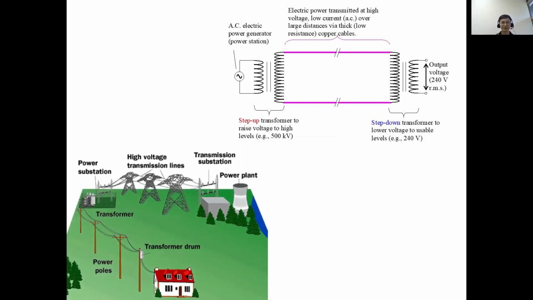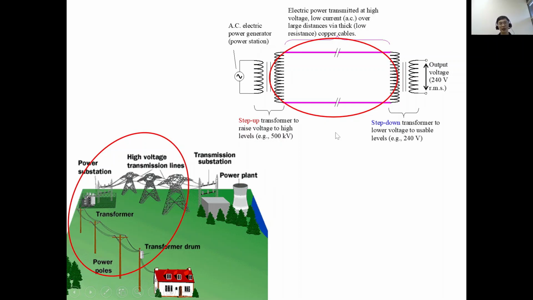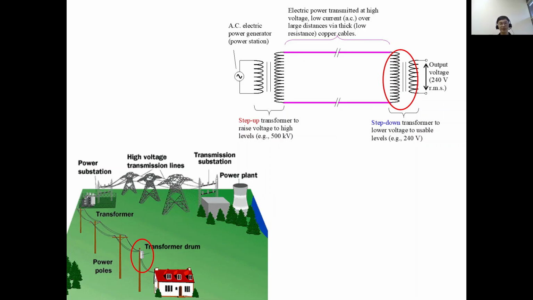Let's take a look at the circuit diagram and the picture here. If your power plant is the source here, you have a transmission substation which will step up the power. I combined all the power lines before your home into these two parts. Of course, there are a few more, but I skipped the details. Then at the transformer drum near your home, it steps down to 240 volts for you to use at your home.